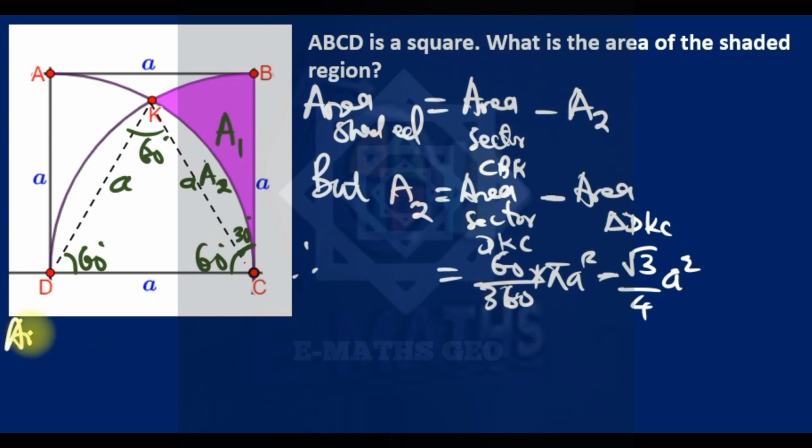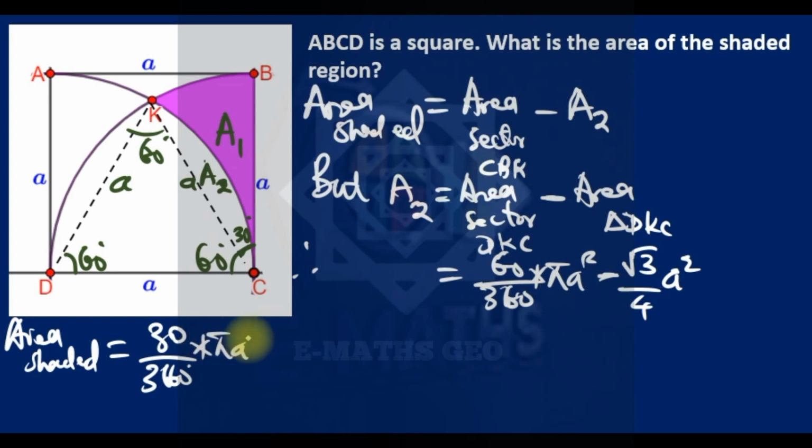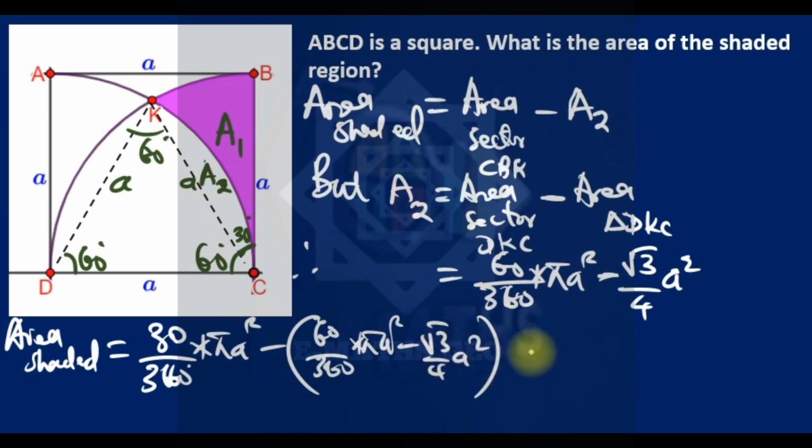Therefore, the area shaded is equal to the area of sector CBK. So we have 30 over 360 times pi a squared minus A2, which is this, which is 60 over 360 times pi a squared minus root 3 over 4 a squared. So as you can see, minus times this is root 3 over 4 a squared. I'm solving from the back because I want to subtract this from this. So this times this is this. So 30 over 360 is 1 over 12, while 60 over 360 is 1 over 6. 1 over 12 minus 1 over 6 is minus 1 over 12. So pi a squared.